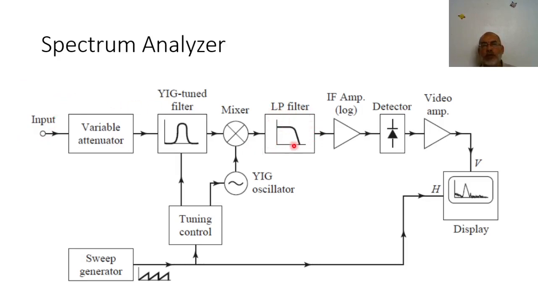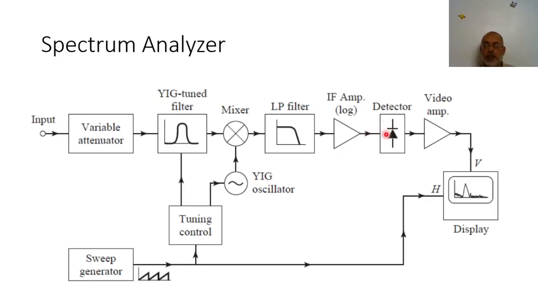Now, the output of the low pass filter is amplified by a logarithmic IF amplifier, and the signal here is now detected by using a detector. Here is the role of the detector. The output of the detector would be a DC proportional to the amplitude of the signal, which is effectively proportional to the amplitude of the input signal at the frequency of the VCO, such that the difference between the VCO and the input frequency is a fixed value, which, as I said, is the IF of the spectrum analyzer.